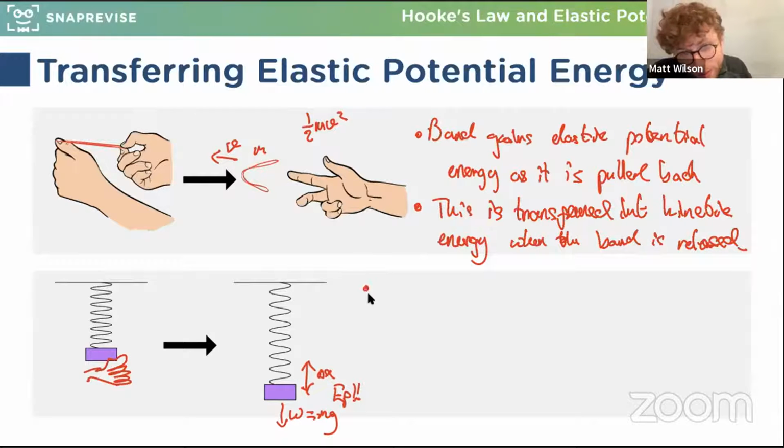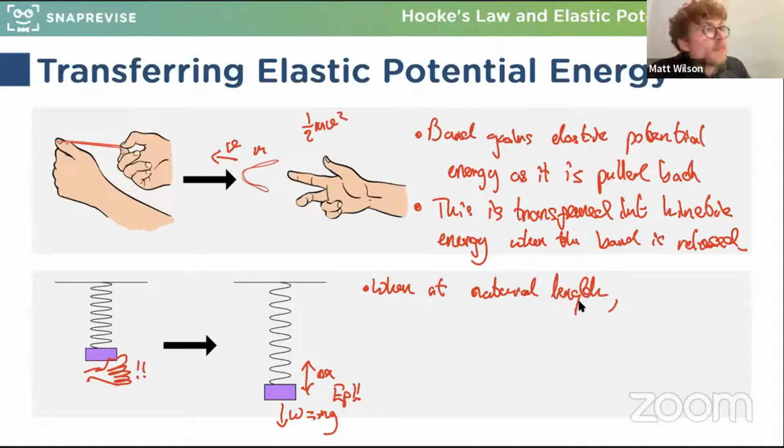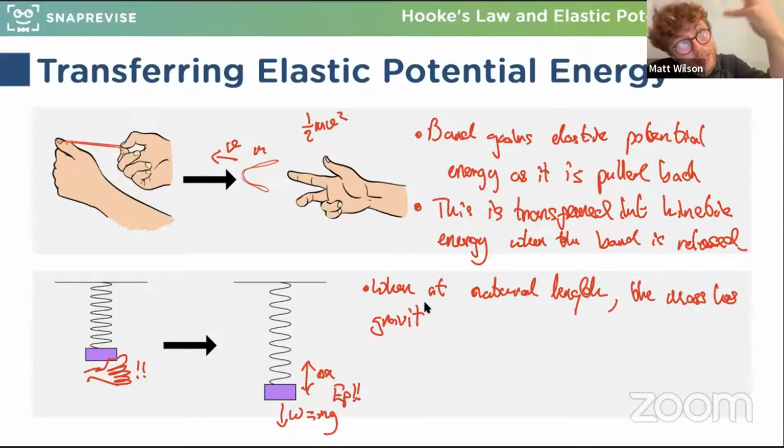Okay, so let's describe this. When at natural length, because that's where we're holding it here, the mass has gravitational potential energy because it could fall. It's been raised up. We're holding it there with our hand, letting it keep this gravitational potential energy.